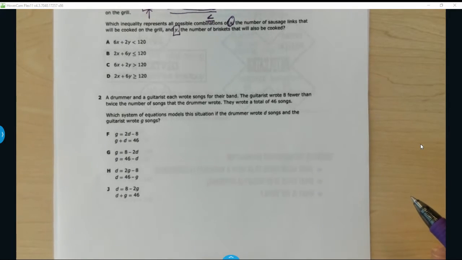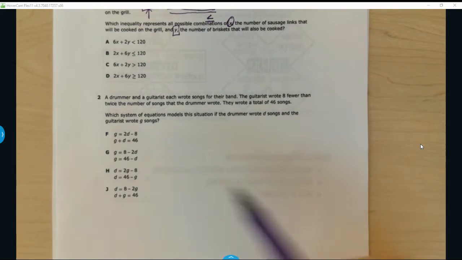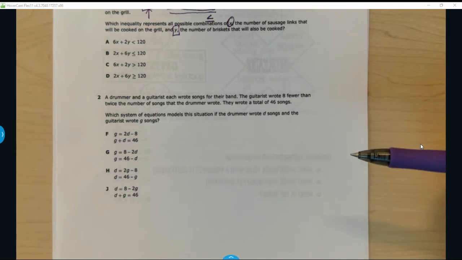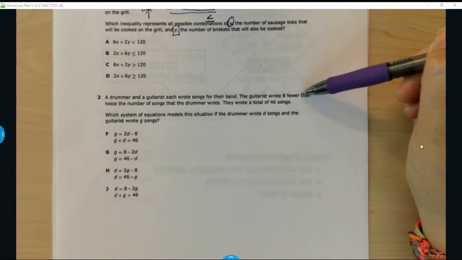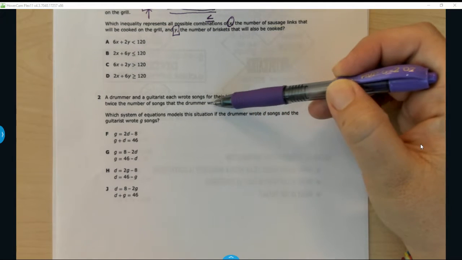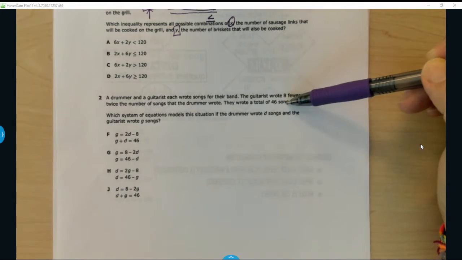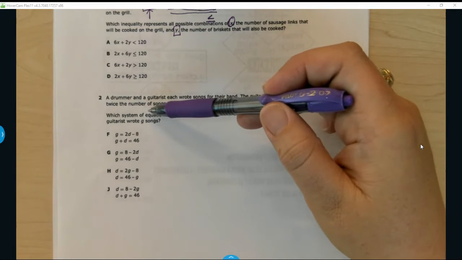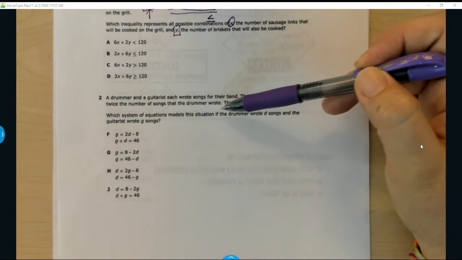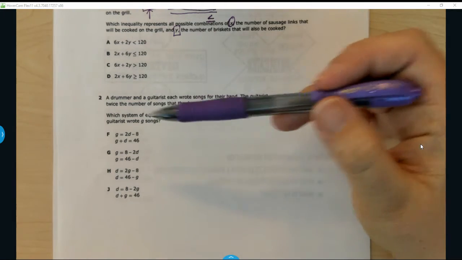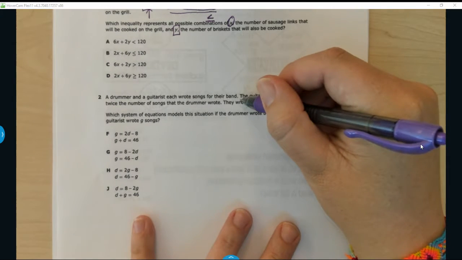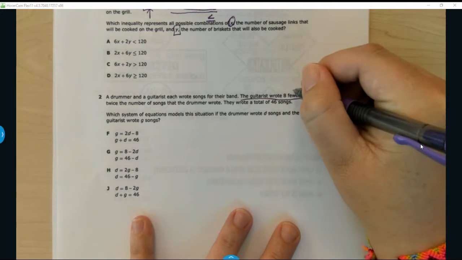Number 2 looks like it's going to be a system because there's 2 equations for each. So let's read through number 2. A drummer and a guitarist each wrote songs for their band. The guitarist wrote 8 fewer than twice the number of songs that the drummer wrote. They wrote a total of 46 songs. Which system of equations models the situation if the drummer wrote D songs and the guitarist wrote G songs? So if you're looking at this, I would just go through. The guitarist wrote 8 fewer. What does this mean, fewer?